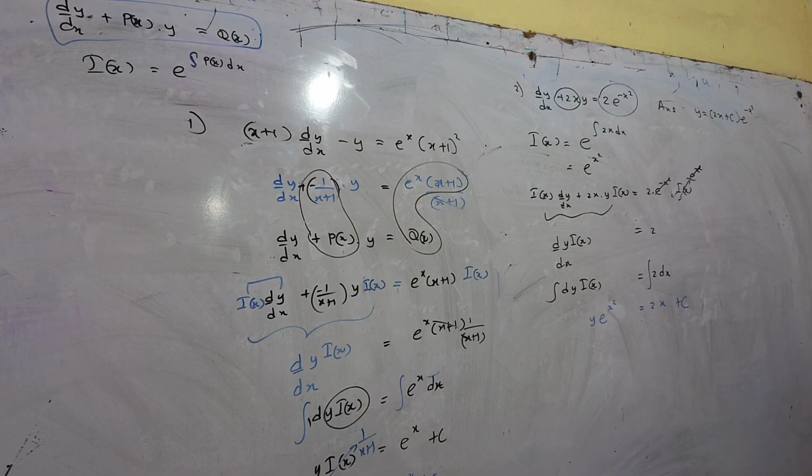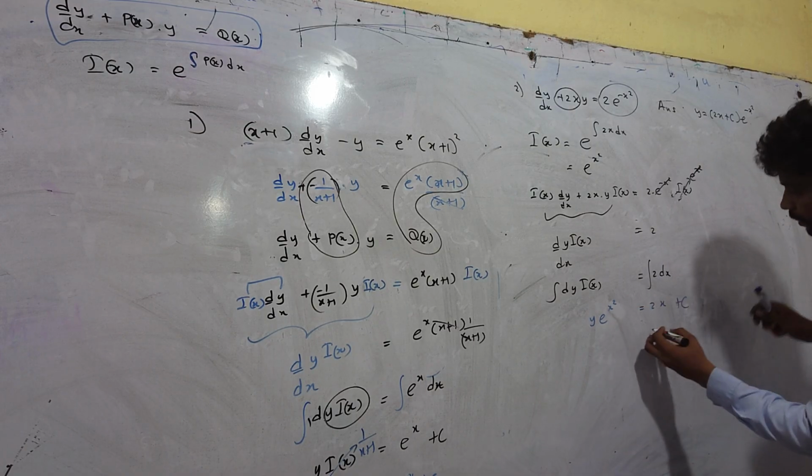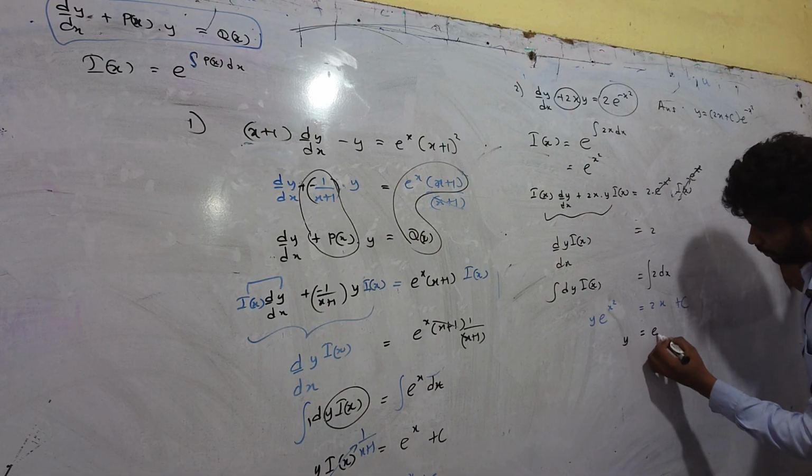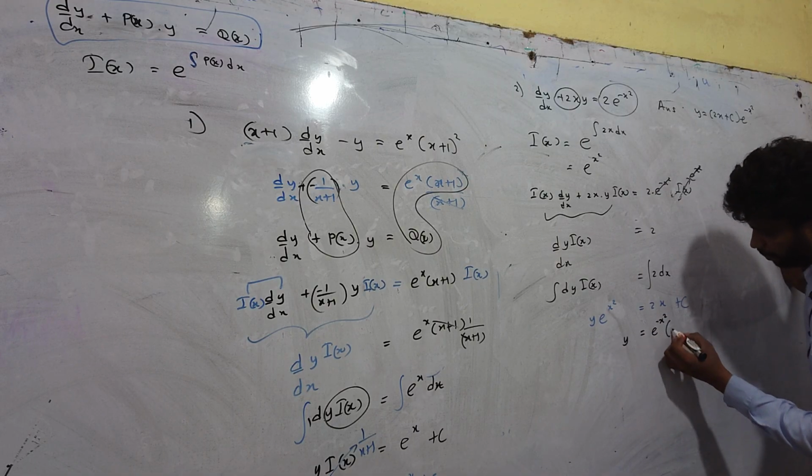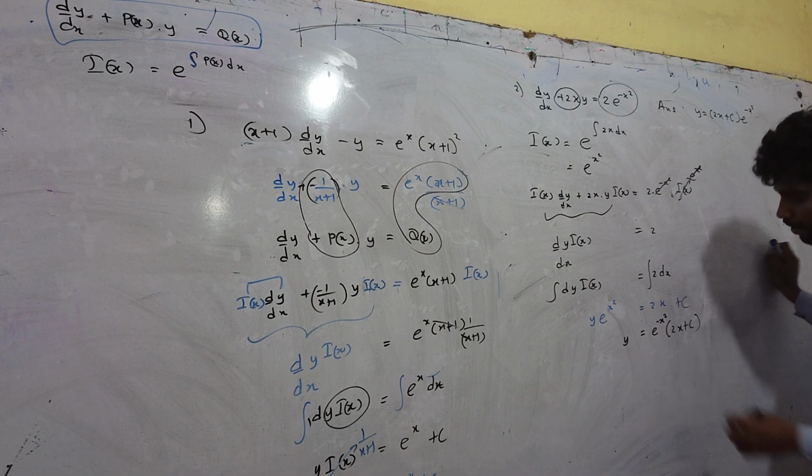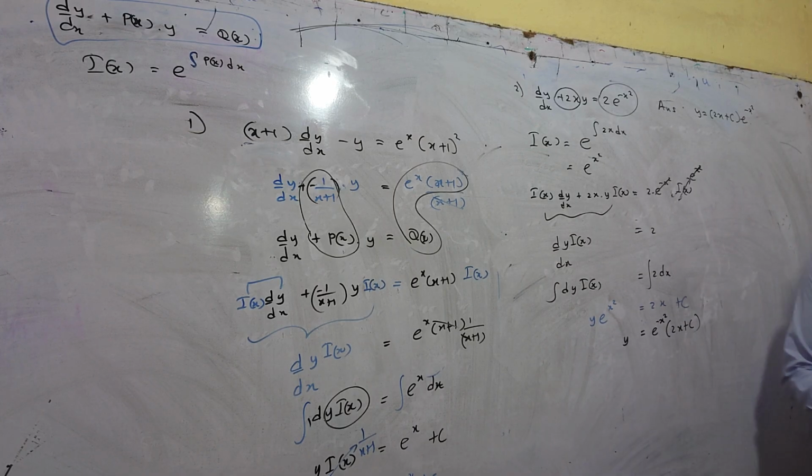2x plus c. You can put this into that, you can subtract y. So when it goes there, e to the power minus x squared. So did you get it? Yeah, the solution. Why? It didn't take too much time. Why? What's wrong with it? Let me check.